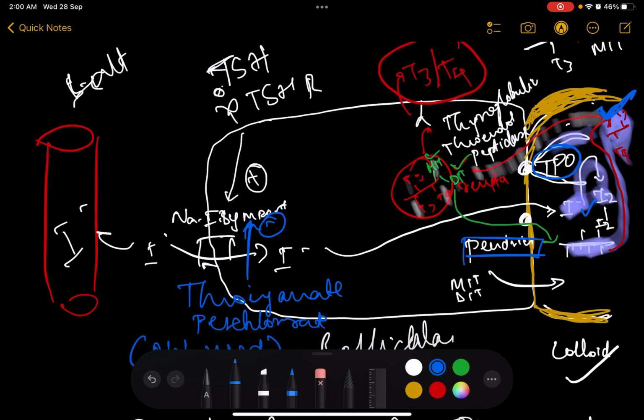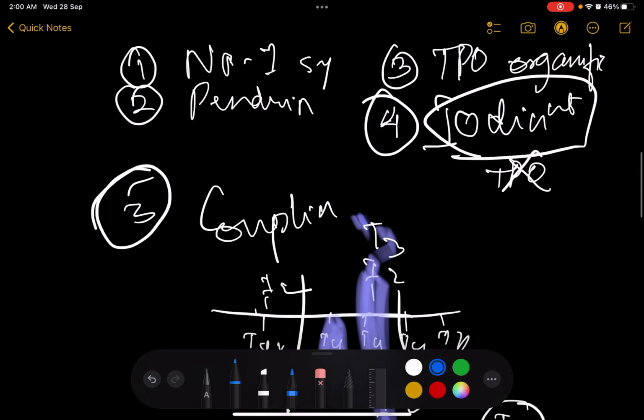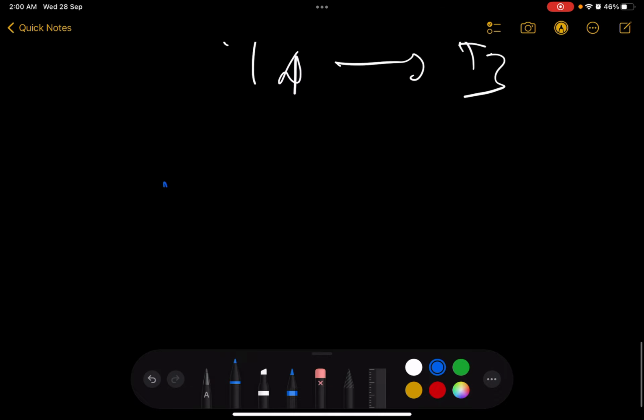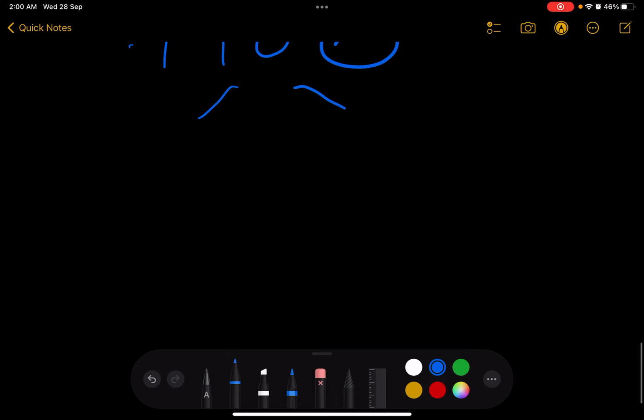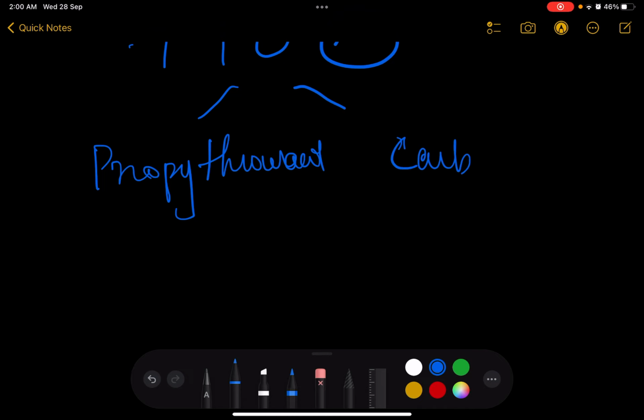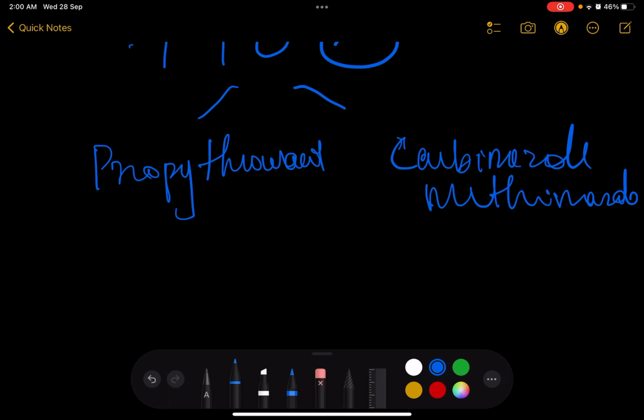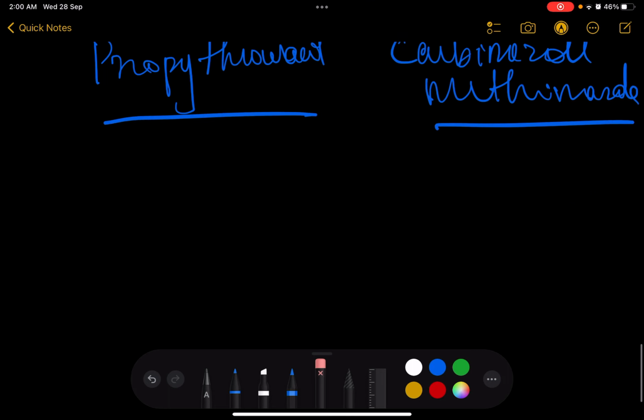And let me actually get into the depths of it, because this is one drug that needs important discussion. So TPO inhibitors, very high yield. We've got two TPO inhibitors. Number one is propylthiouracil, and I'm pretty sure everyone's heard about this drug. It's a very common drug. And second, you've got carbimazole or methimazole. Let's speak about that.